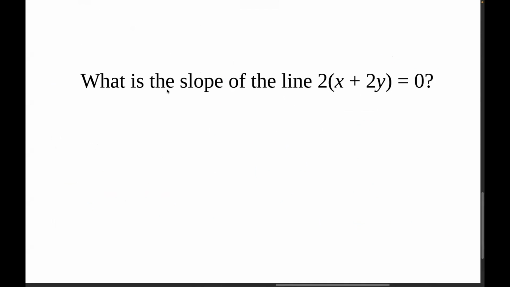Okay. What's the slope of this line? Look, x plus 2y is equal to 0. But this is not standard form. We have to find y here. So y is equal to minus 1 over 2x. As you see, slope is minus 1 over 2 here.